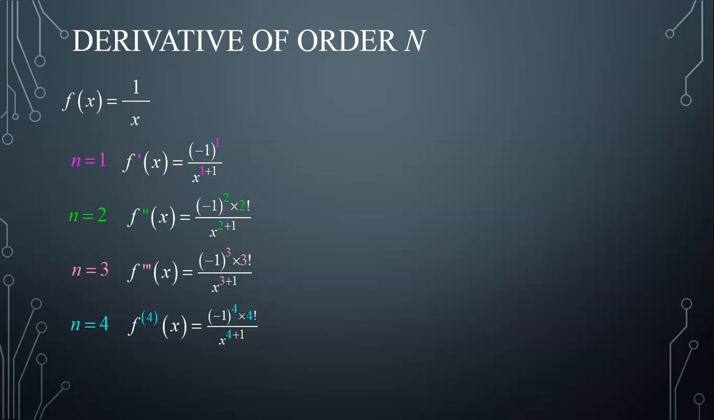So we can in fact see a pattern here. So for the derivative of order n of x, we have in fact at the numerator negative 1 to the n times n factorial, divided by x to the n plus 1, and that works for all natural numbers n.